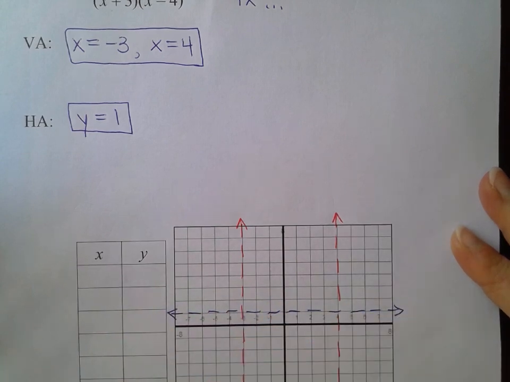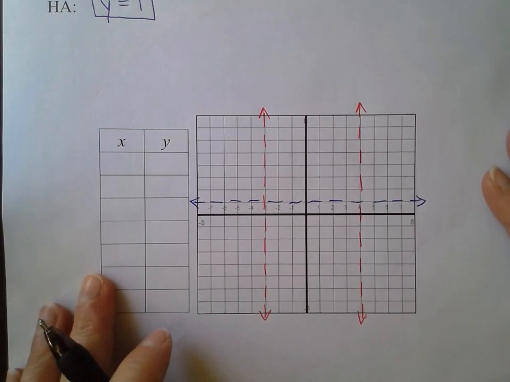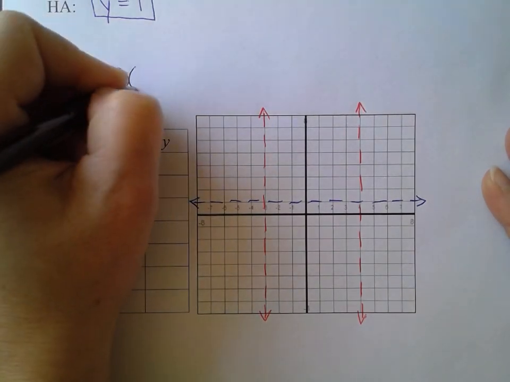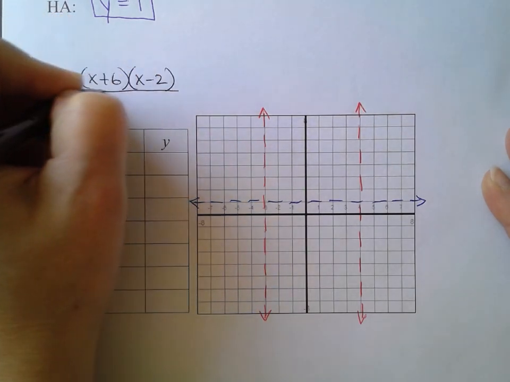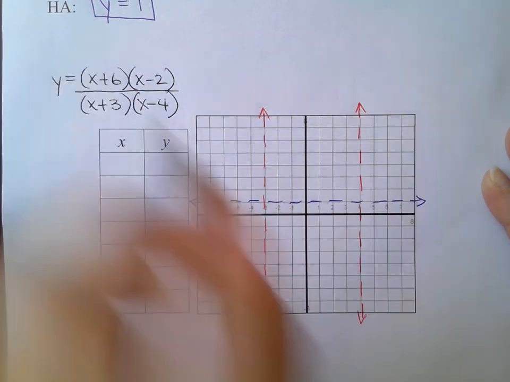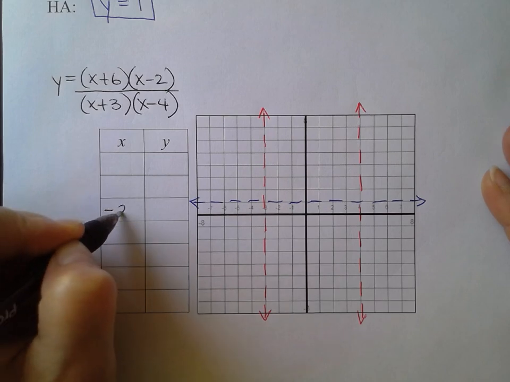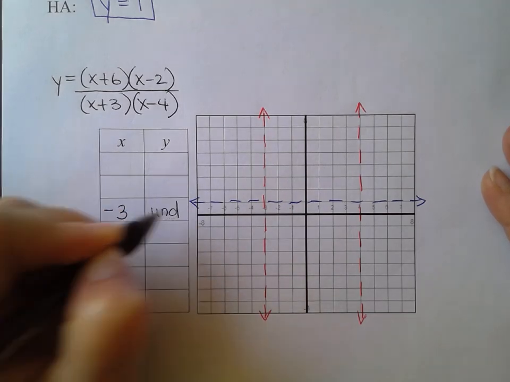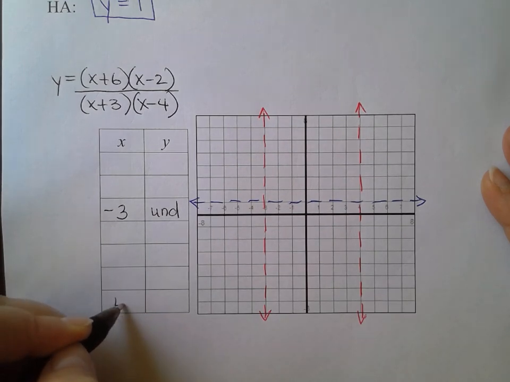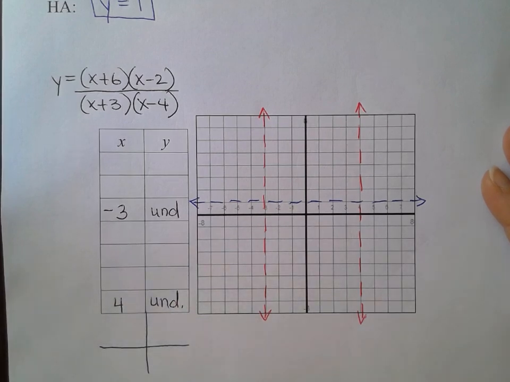Okay, so I need to choose some points to go around this. And I don't have a middle anymore because I have 2 vertical asymptotes. But I want to make sure I get points that are around -3. And I want to get a couple points that are around 4. I'm going to put it down here. Maybe add a couple spots at the bottom.